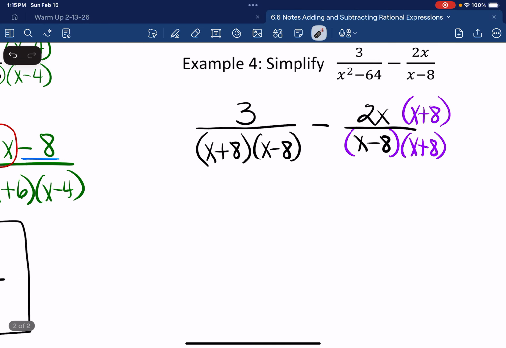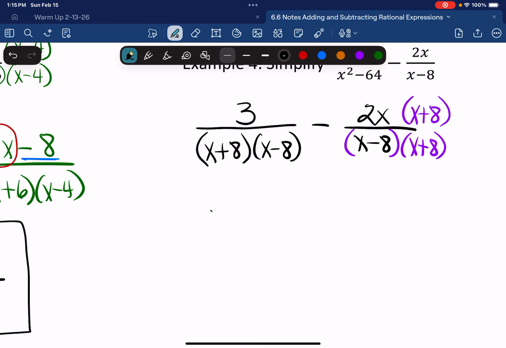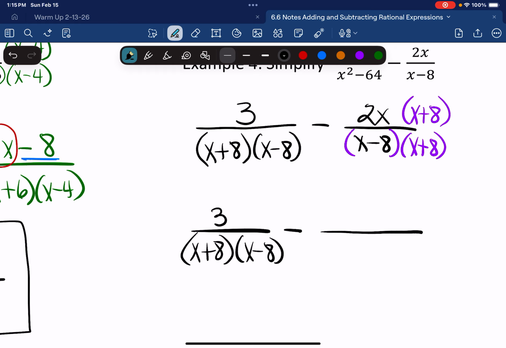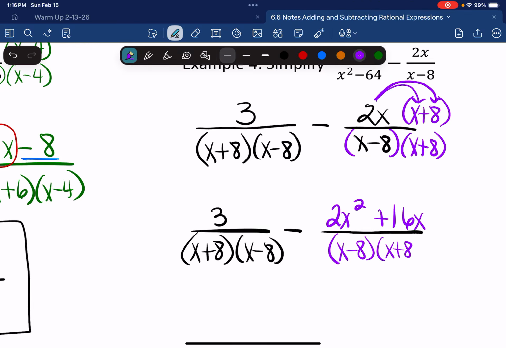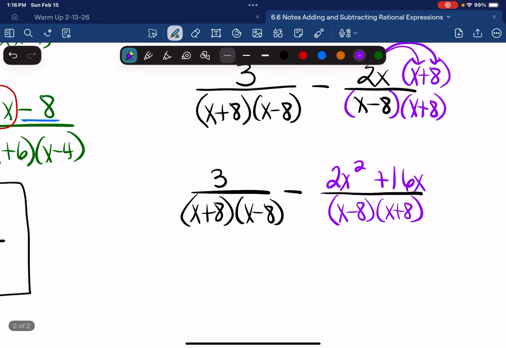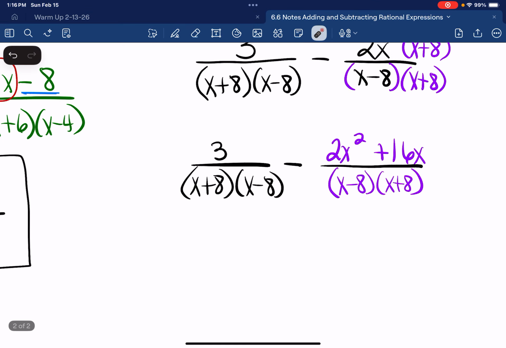So let's go ahead and simplify this. There's nothing I can do to my first fraction, 3 over x plus 8 times x minus 8 minus, and this next fraction, we have 2x times x, which gives us 2x squared, and we have 2x times 8, which gives us our plus 16x. And of course, our denominator is still x minus 8 times x plus 8. Okay, so now we have our common denominator, and our numerators are written in such a way in expanded form that we can combine them together.